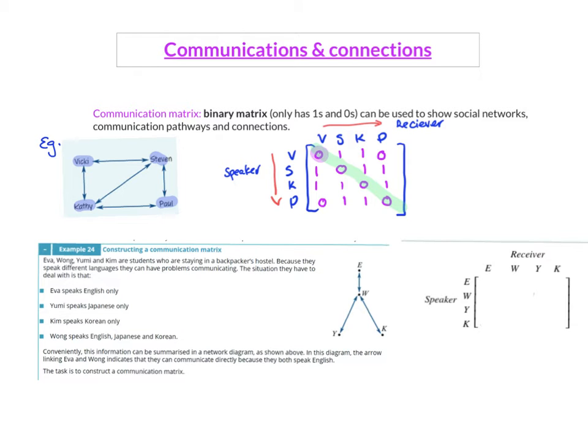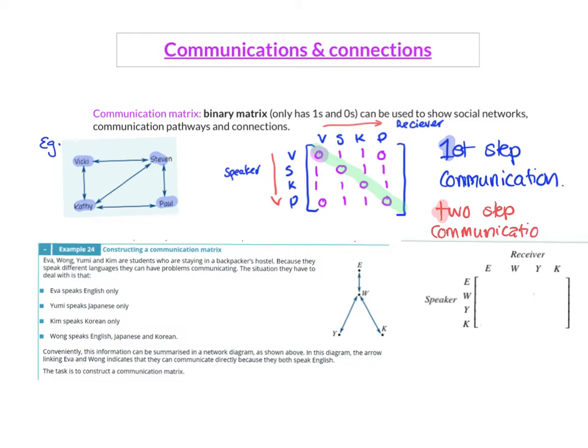So what we just did is called first step communication, which means you said who they could directly talk to. But then you could do a 2-step. To explain why we're here: when you set up a 2-step communication matrix, what you're actually talking about is how one person can talk to another person within 2 steps.